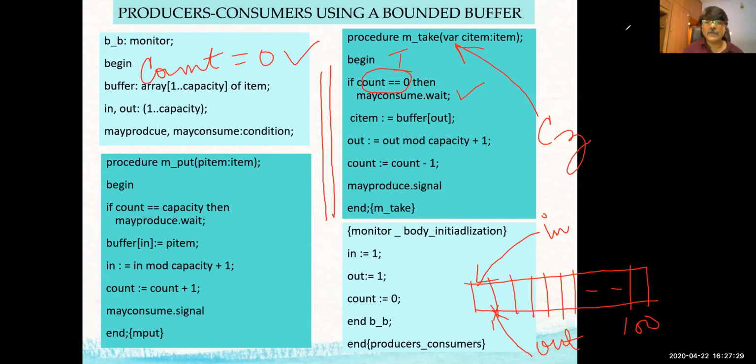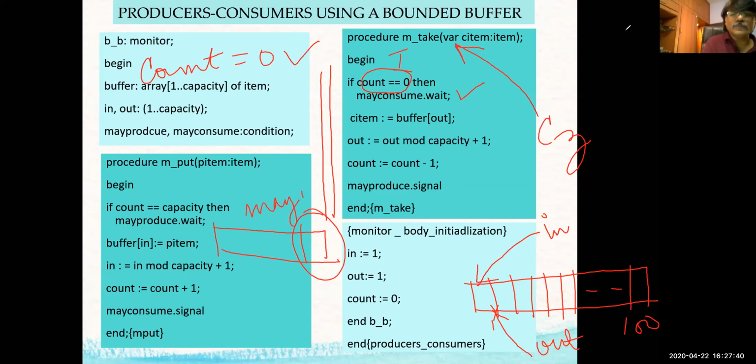Since the buffer is empty, the consumer should wait in the header of the queue called may consume. So may consume is the header of the queue, and this consumer Z will be suspended in the queue. This will be in the suspended state. Why is it suspended? Because count is equal to 0. That means buffer is empty. So consumer cannot execute. It's in the suspended state.